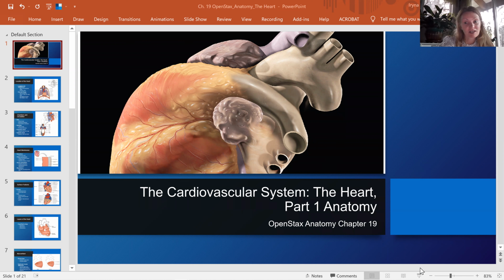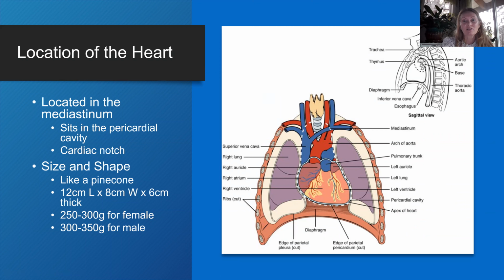Okay, so where is your heart located? It's located in the mediastinum. The mediastinum is the anatomical region of your body that is behind your sternum, or breastbone. It's shown here with these dotted lines. The mediastinum is divided into an inferior part, called the pericardial cavity, and a superior part, called the superior mediastinum. So the heart sits in the pericardial cavity.